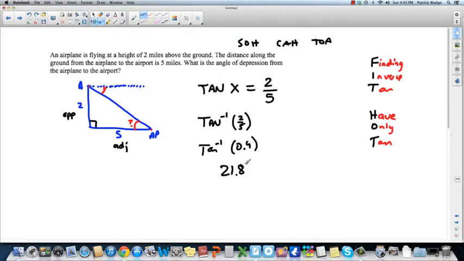21.8. So what does that mean? That means that this angle right here is 21.8 degrees. But we didn't want that angle. We wanted the angle of depression. But it's the same. This is also 21.8 degrees.